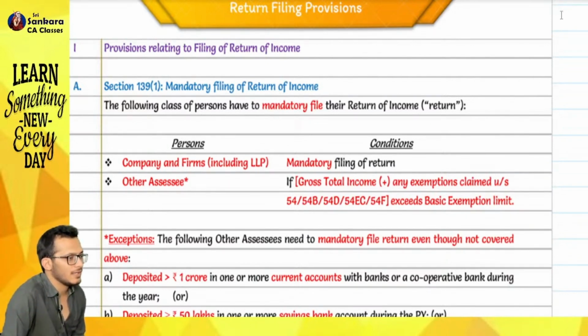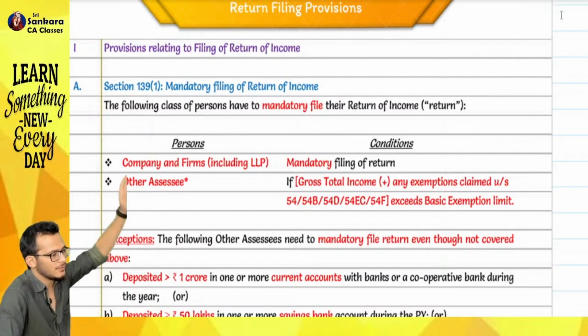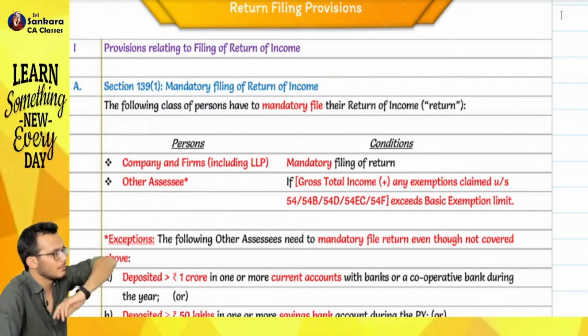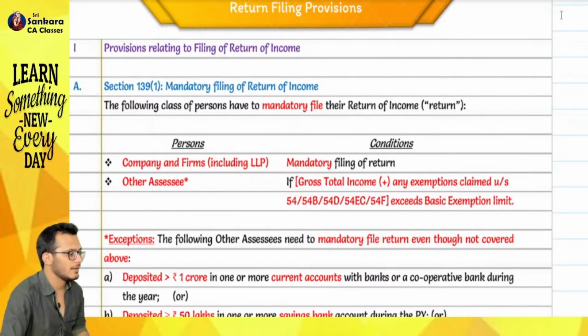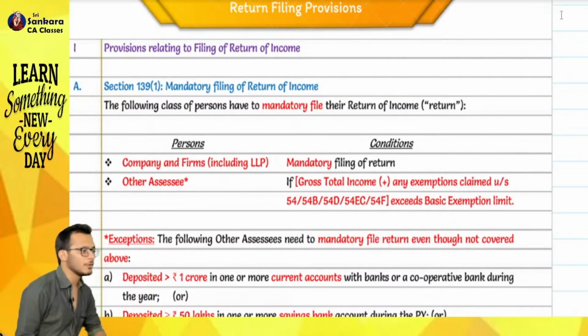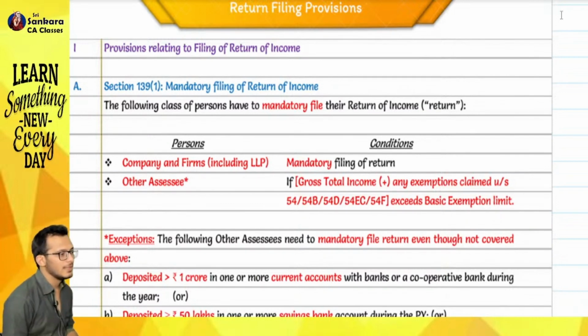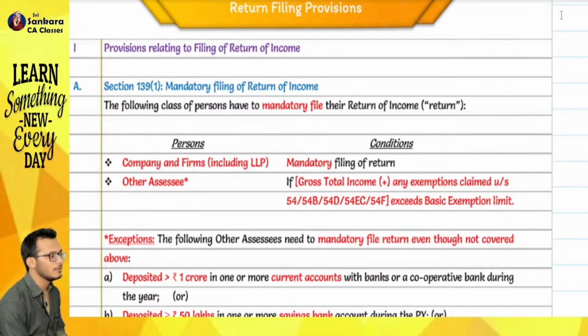Basically, if you remember your golden rules, we started from step number 1 and ended up at step number 14, where we computed your final tax liability. Step number 15 is where we say you now need to file your return of income. First question they asked is, who should file a return?